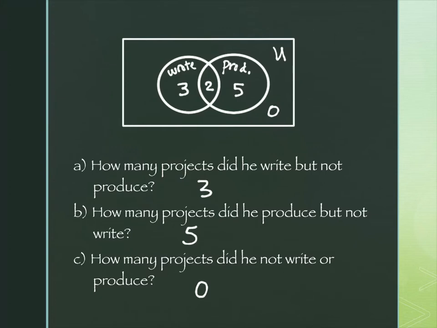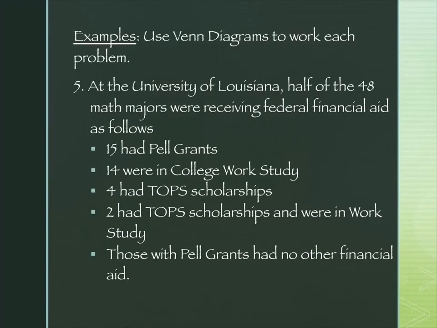So this had 2 circles. What do you think we're about to do? More, 3. Yeah, 3 circles. So here's an example of one. A lot of information. At the University of Louisiana, half of the 48 math majors were receiving federal financial aid as follows. 15 had Pell Grants, 14 were in college work study, 4 had TOPS scholarships, 2 had TOPS scholarships and were in work study, and the last thing says those with Pell Grants had no other financial aid.